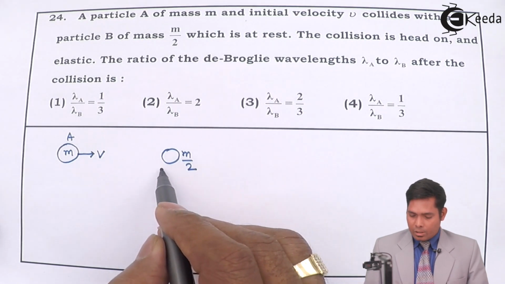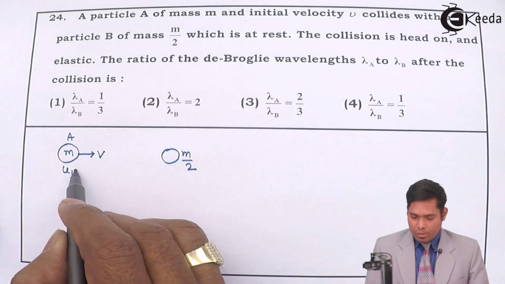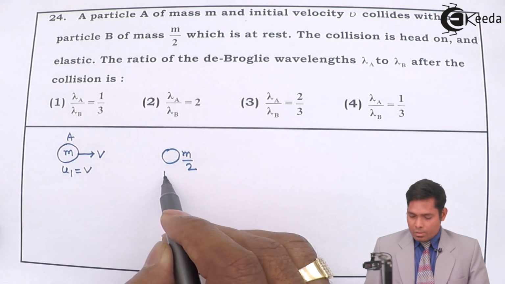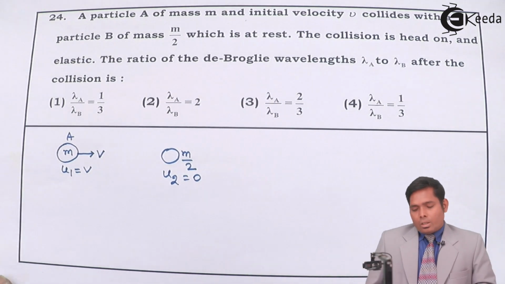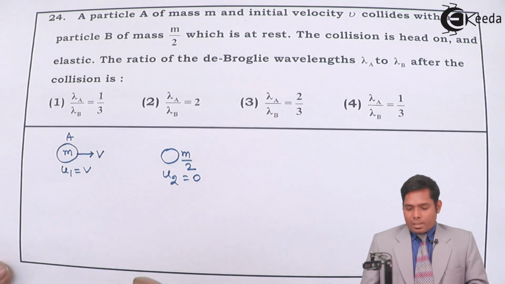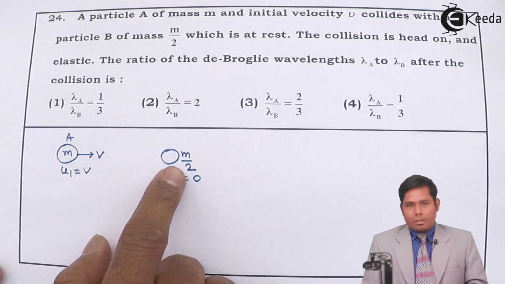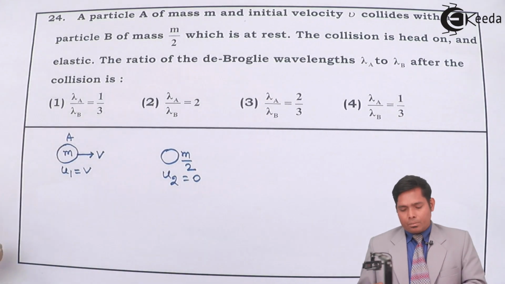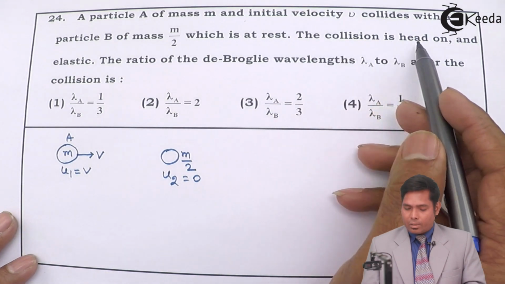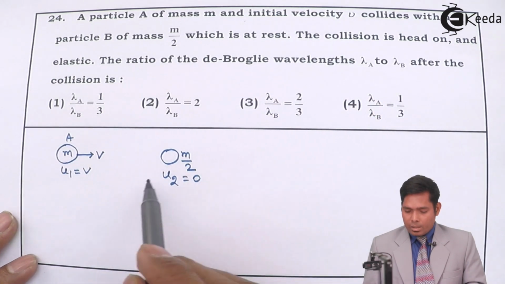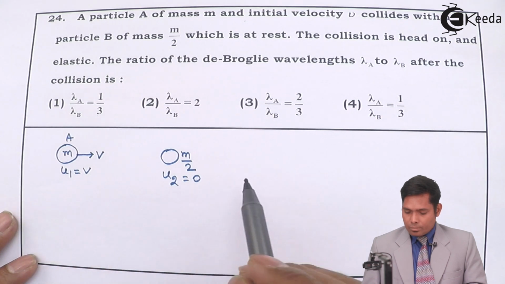So I'll call the initial velocity u1 as v, and the initial velocity u2 as 0 because it is at rest. So this is a situation where two particles are there, one of mass m, another of mass m by 2. This mass is heavier, moving with a certain velocity v, and the other is at rest. Now what happens? The collision is head on. It goes and hits this second object. This is the situation before collision.